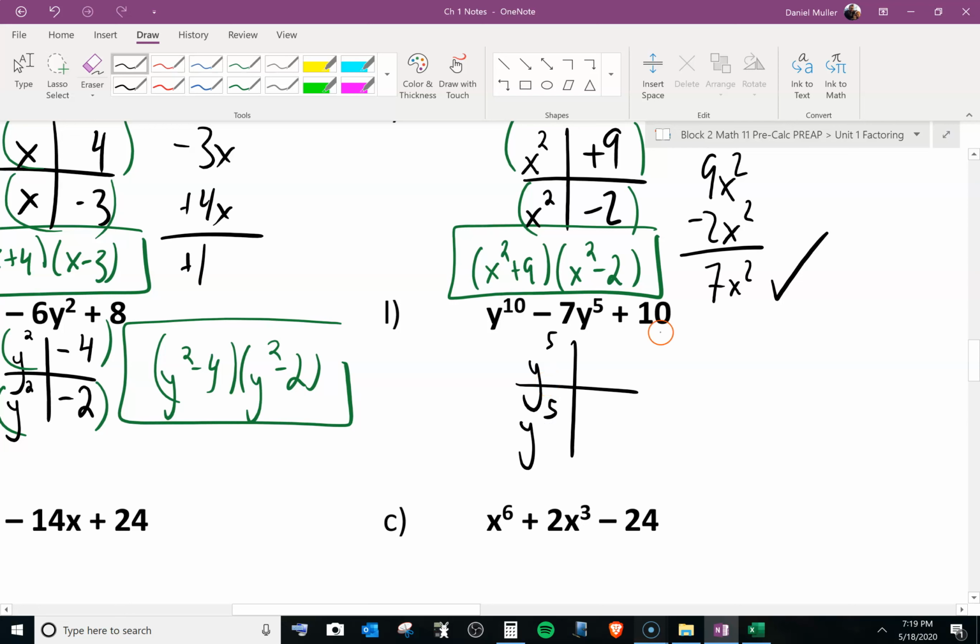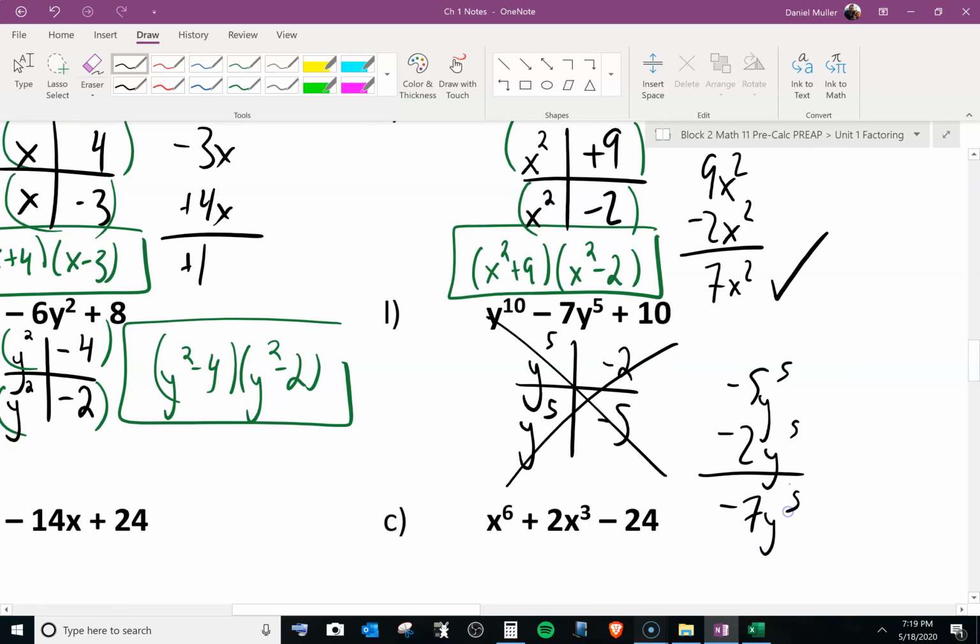And I see, I'm like, okay, there's a 10 here, and it's positive, but this is negative. So the only way for me to get a positive is going to be, I don't know, 2 and 5 or 10 and 1. But it needs to be negative on the inside when I add my diagonals. So I'm going to make them both negative because that still preserves the positive right-hand side. So my diagonals here are negative 5y^5 and negative 2y^5, which add up to negative 7y^5. That is indeed what I need.